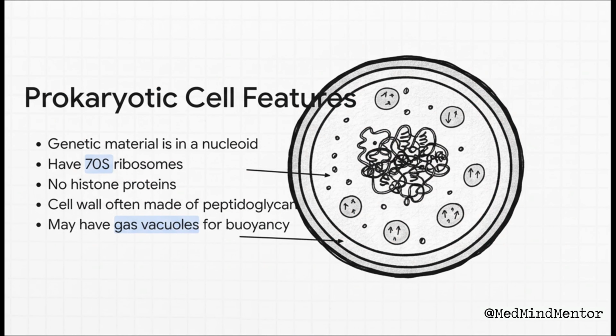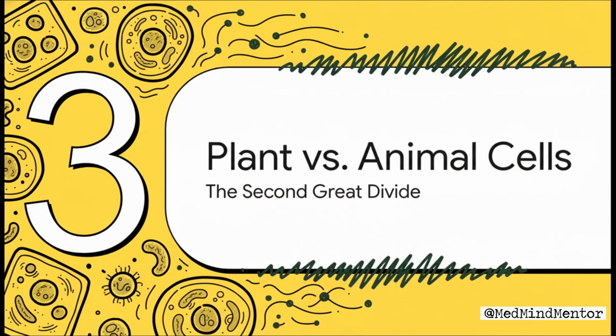So, for your exam, you absolutely need to remember these unique prokaryotic features. Their genetic material just kind of floats in a region called the nucleoid. It's not wrapped up in a true nucleus. They have 70S ribosomes, which is different from eukaryotes, which have 80S. And they often have some pretty cool extras, like plasmids, these little rings of DNA, and even gas vacuoles to help them float. All right, on to Section 3, plant versus animal cells.